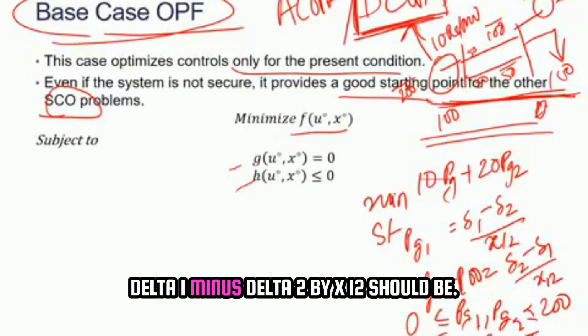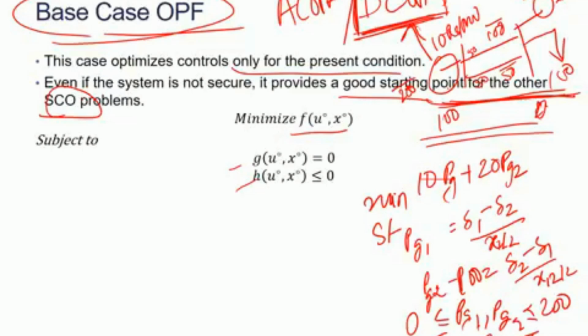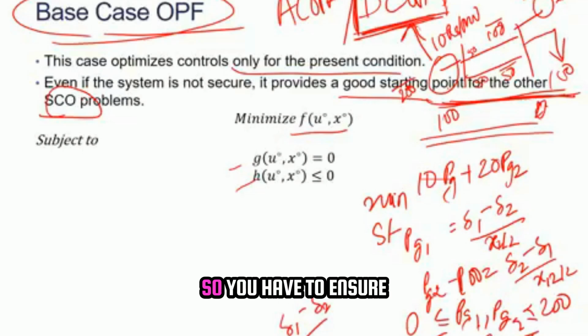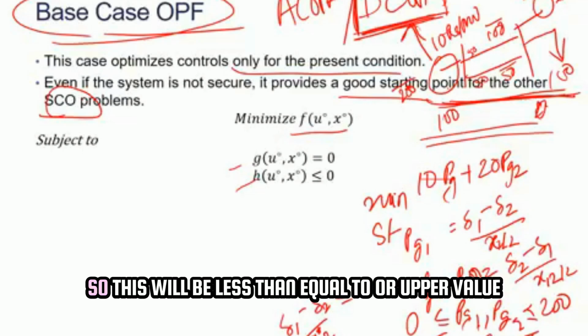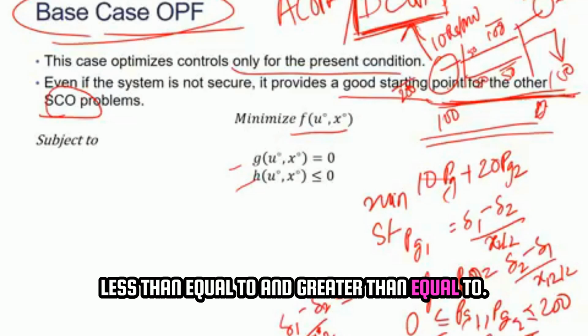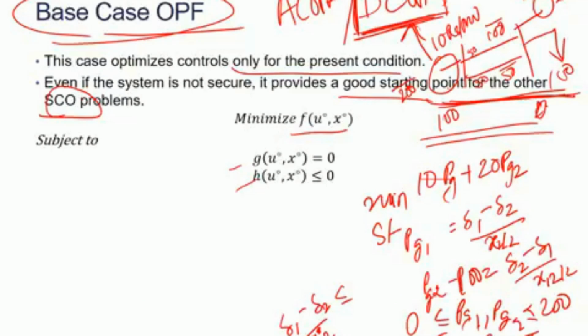So (delta 1 minus delta 2) by x12 should be this. This will be by 2. Yes, exactly. So you have to ensure (delta 1 minus delta 2) by x12, let's say dash, or both are going to be the same, so no dash. Yeah, both are the same. So this will be less than or equal to the upper limit, and greater than or equal to the lower limit. What will be the value?